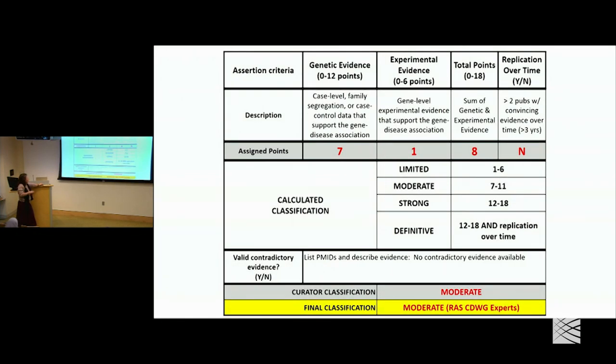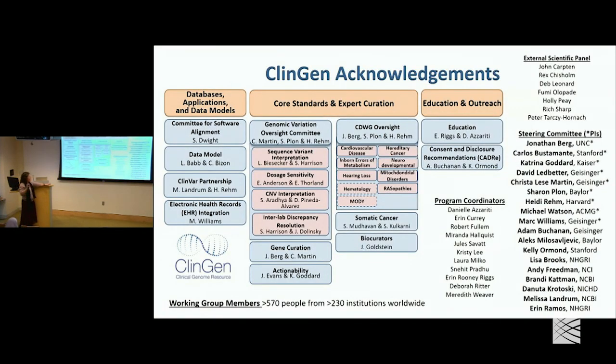So in the end, there are 7 points for those 4 or so probands, one of them de novo. Very little functional evidence gets you 8. It's at moderate. So this is probably going to be a disease gene as more and more families are found, but we're not quite at that level, and this was agreed by the experts. So I think we are done.